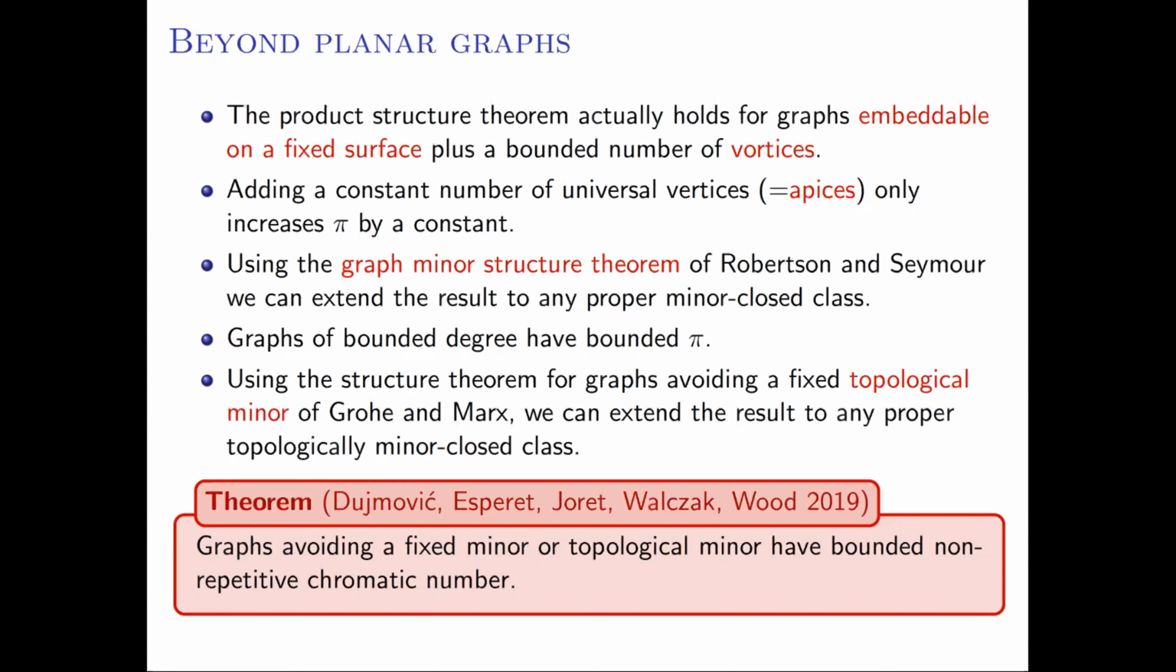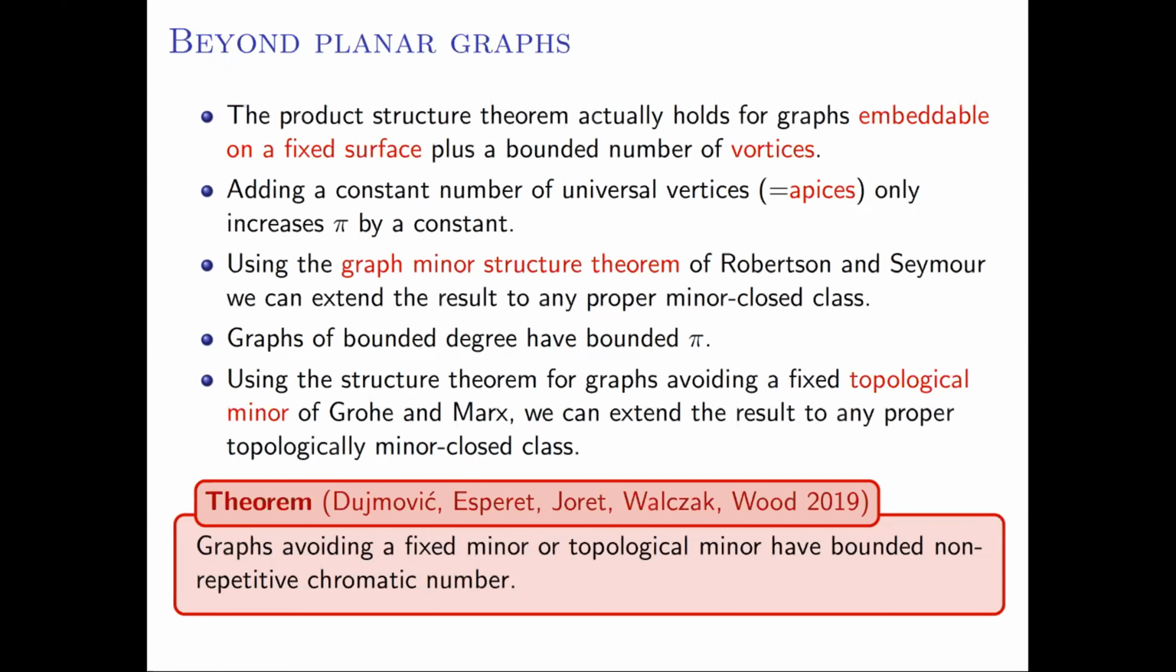And this is a bit crazy because two years ago, we didn't know whether planar graphs had bounded non-repetitive chromatic number. And now we have it for all proper minor closed classes or classes that are closed under taking topological minors. This is much broader in some sense. So this is very surprising that we get all this at once. But again, the important thing is that with the product structure theorem, you can go quite far, but not all the way to the end.